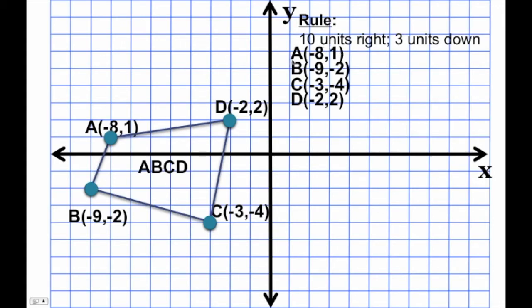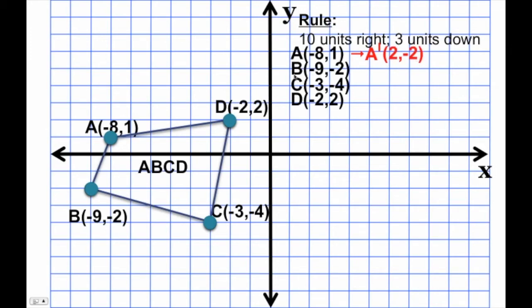So let's start with point A at -8, 1. Our A prime is going to be -8 plus 10 and 1 minus 3. And again, that's because we're moving 10 to the right, so we add 10 to our x. And we're going 3 down, so we subtract 3 from our y. And that's going to give us A prime at 2, -2.